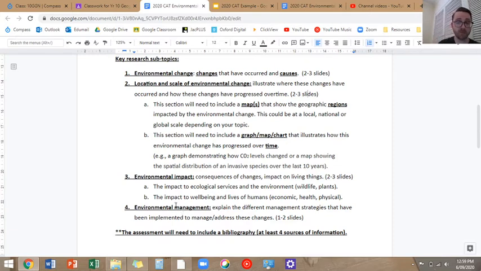So environmental management. So some different management strategies that have been implemented to manage these changes. So I'm not asking you to solve the problem yourself. What are we currently doing to address climate change or to address air pollution? You will also need to include a bibliography, not a formal bibliography. The rubric does say formal bibliography, but I'm going to be changing that because I think you guys need a break. I think you guys have done enough work, and this CAT will be enough to assess your understanding. I don't need to give you a formal bibliography.